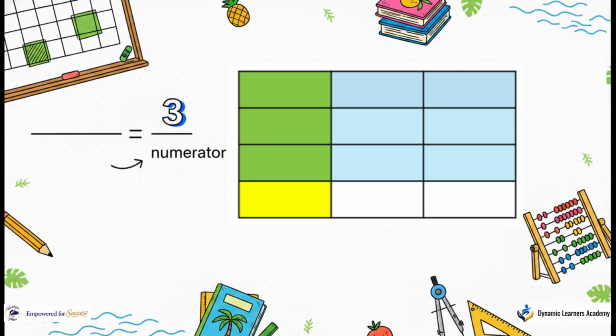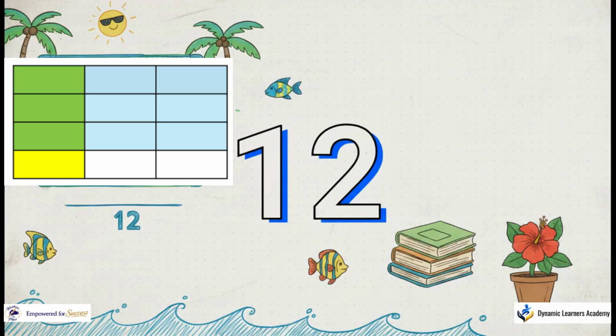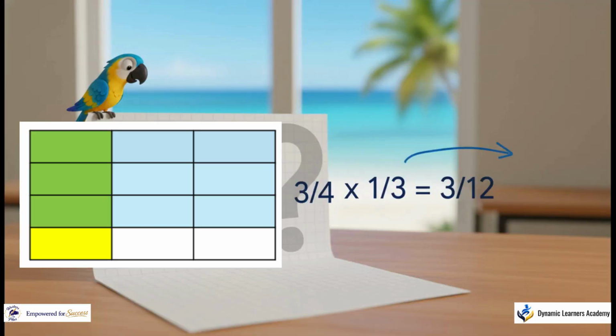Well, first, we just count the number of green overlapping squares. Let's see. We've got 1, 2, 3. That number, 3, that's going to be the top number of our answer. The numerator. Okay, next up, we need the bottom number, the denominator. And for that, all we have to do is count the total number of little squares in the whole rectangle. If you count them all up, you'll see there are 12 of them. So 12 is our denominator. And just like that, our picture shows us that 3/4 times 1/3 equals 3/12. Look at that! We found the answer.